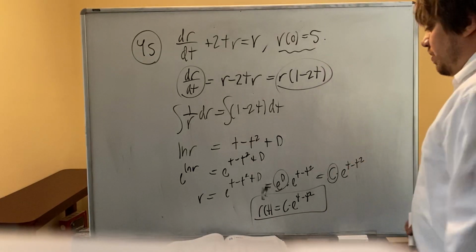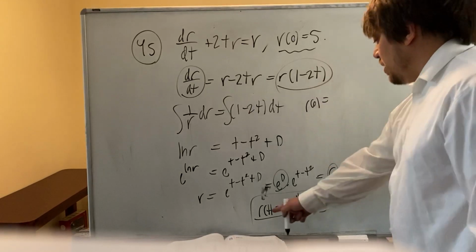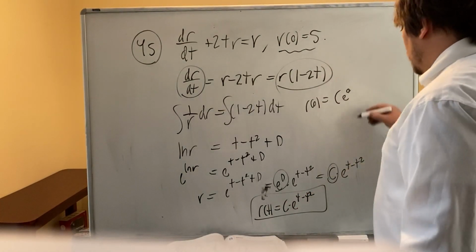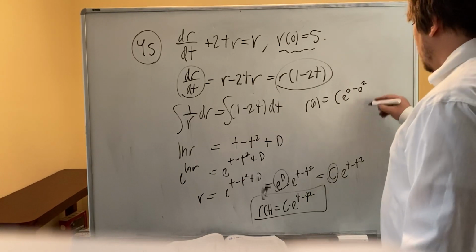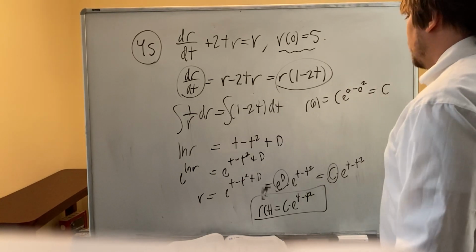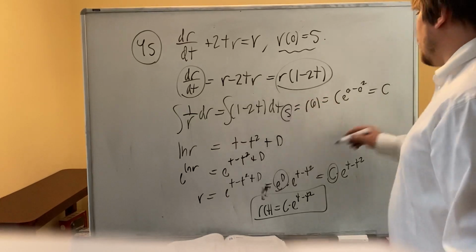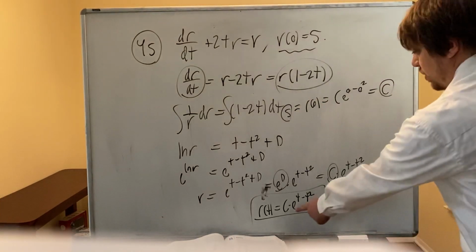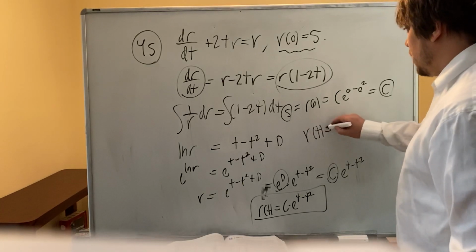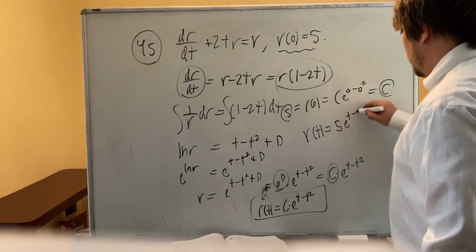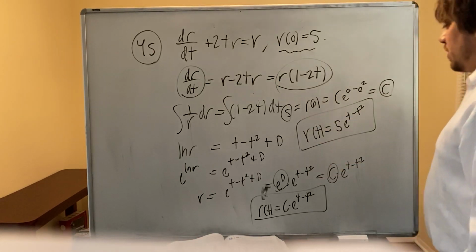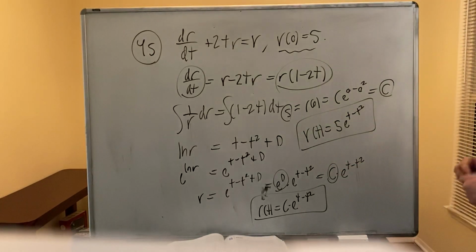Okay, r of 0 is 5. So plug in 0 for t, and you get c e to the (0 minus 0 squared). That's e to the 0, which is 1, so this is equal to c. r of 0 is 5, so you need c equal to 5 in this equation. So the final solution is r of t is equal to 5 e to the (t minus t squared). That's r of t. Okay, so that's number 45.